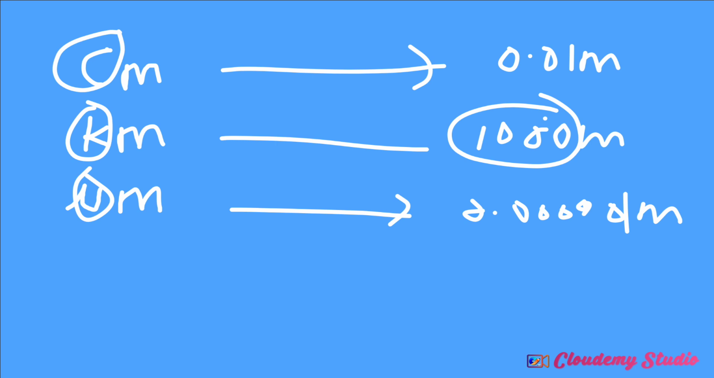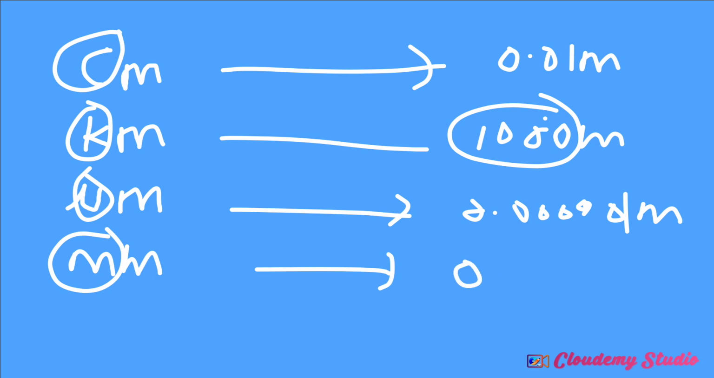Then if you have millimeter, mm, millimeter. You see this milli here? Milli means divided by 1000. 1 divided by 1000 will give you 0. How many zeros do you have in 1000? You have 3 zeros. Then you put 1. So which means 1 millimeter is the same thing as 0.001 meter.